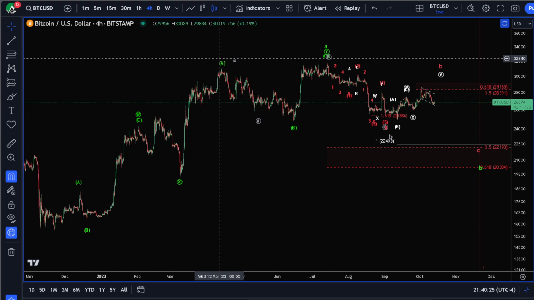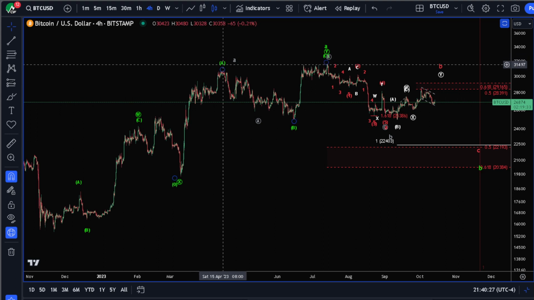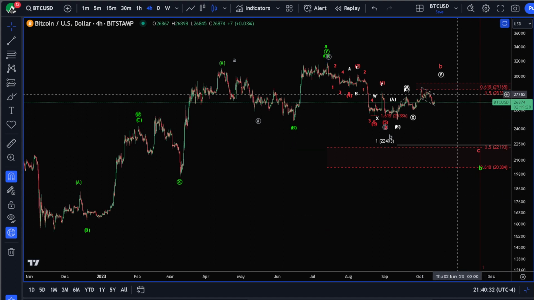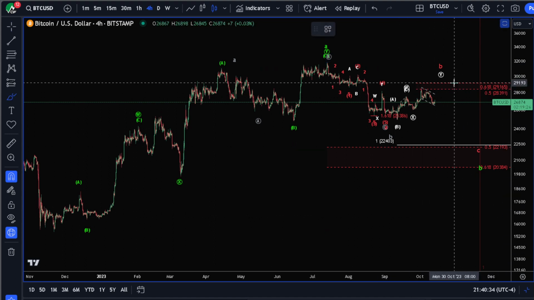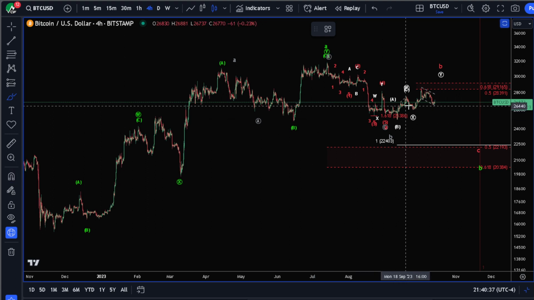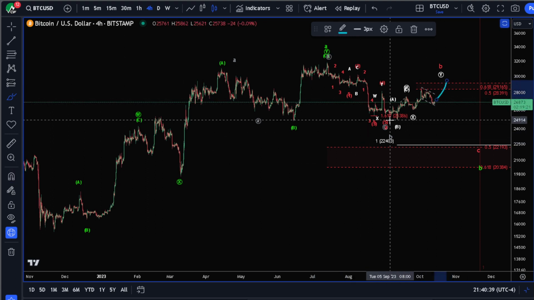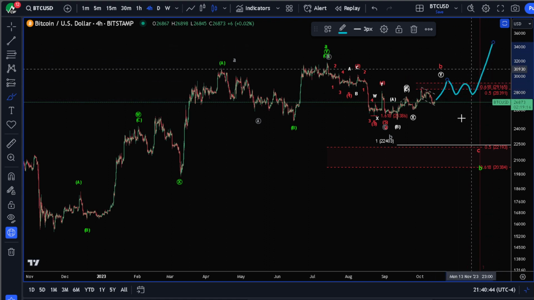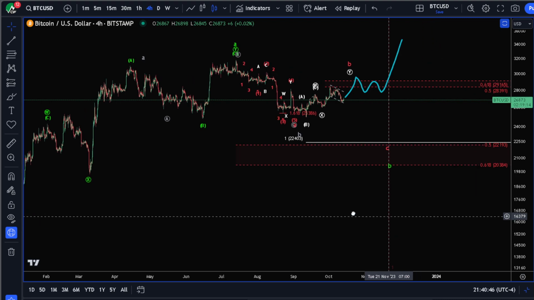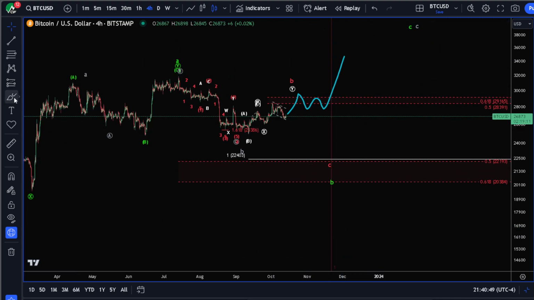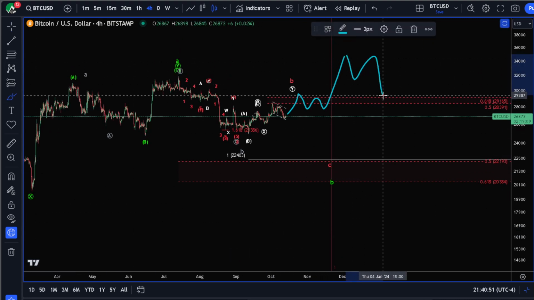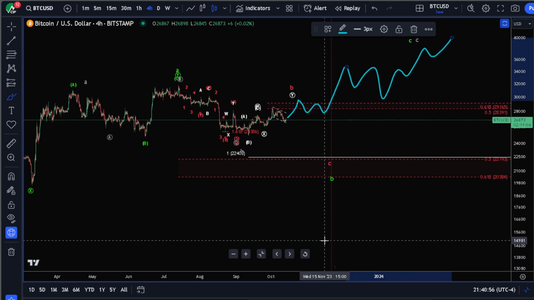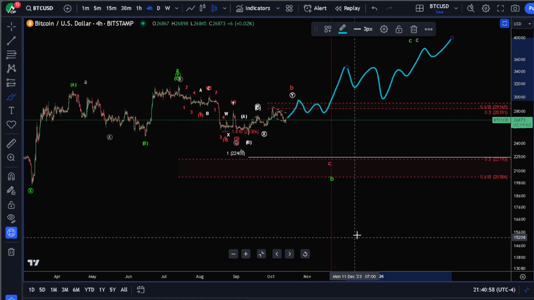But I have this as the possible top of the A, and then we get a flat pattern for our B, and we can move correctively to the upside. And what that would look like is, once we get a move up, this would become a three-wave A. We keep moving sideways. That becomes a larger A wave. We then get correction, and then we get our C wave up here. And that's how we move correctively to the upside to around like 40K.